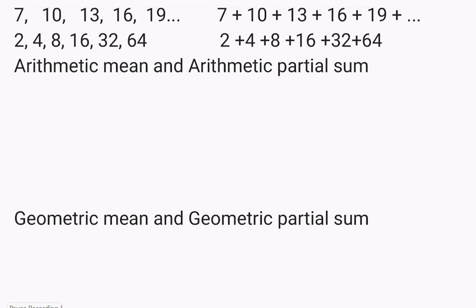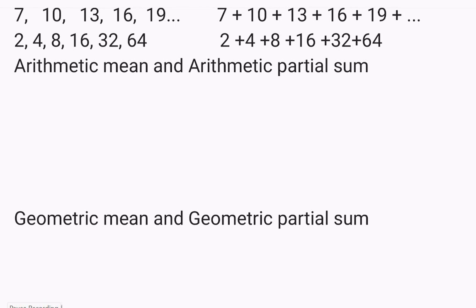On the right side, we have the series, adding the terms together. The top one is the infinite arithmetic series, and the bottom one is a finite geometric series. So like sequences, series could be finite or infinite, geometric or arithmetic.